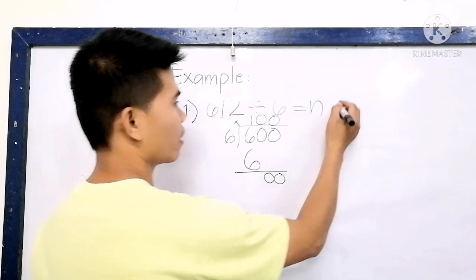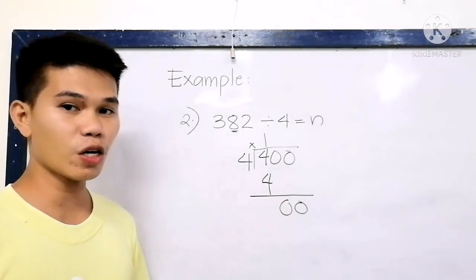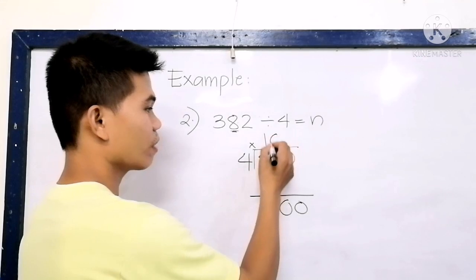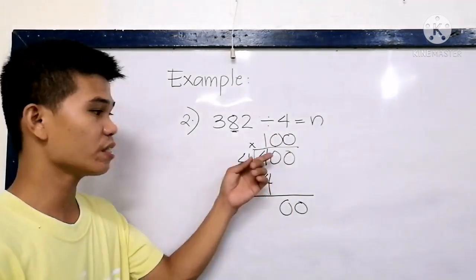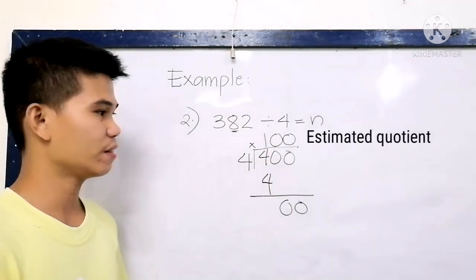So 4 divided by 4 is equal to 1. We multiply 1 by 4. 1 times 4 is equal to 4. Then bring down 2 zeros. Then after that, add the number of zeros in the dividends to the quotient. So this will become, add 2 zeros, therefore the quotient is 100.